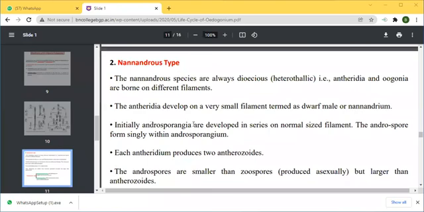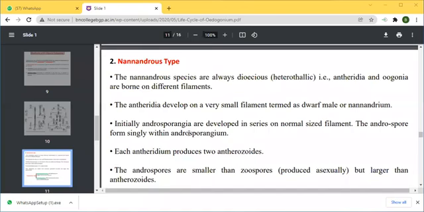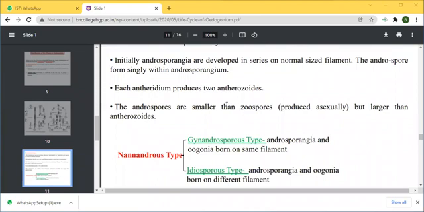Initially, androsporangia are developed in series on a normal-sized filament. The androspores form within the androsporangia. Each Antheridium produces two antherozoids. Here androspores are much smaller than zoospores. The male gamete is very small compared to the zoospores. You saw zoospores in asexual reproduction, I explained them, those are zoospores. These androspores look like zoospores, but are very small in size, though larger than the antherozoid.